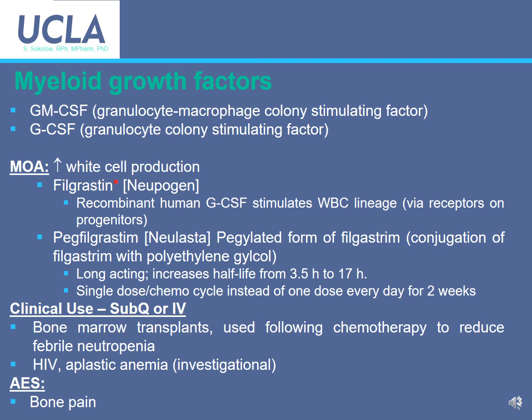There is also a pegylated form of filgrastim, which is pegfilgrastim, which has a longer half-life, so you have to give less dose, which is always an advantage, especially in chemo patients who are already suffering with their chemo cycle and so on. So the clinical use is for bone marrow transplant to stimulate the production of white blood cells, and it is used following chemotherapy to reduce febrile neutropenia. It's also used in HIV patients and in patients who have aplastic anemia. The main adverse effect is bone pain.